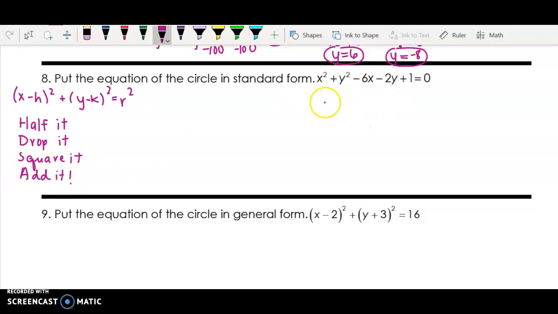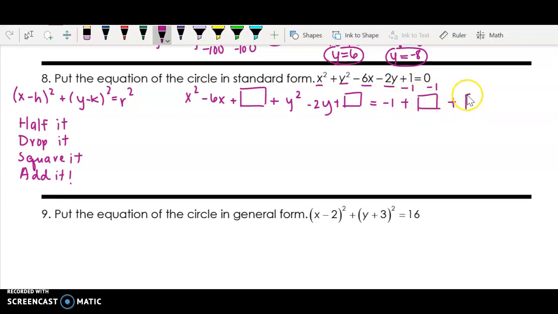So here we go. We want to group together our x terms, so x squared minus 6x, and then we're going to leave a space to add a perfect square to create a perfect square trinomial. Then we'll put our y terms together, y squared minus 2y, and we'll also leave a space to complete the square here. And then we're going to subtract 1 to the other side of the equation, and we're going to leave the same spaces to add those same perfect squares to the other side, because anything we add to the left-hand side of the equation, we also have to add to the right.